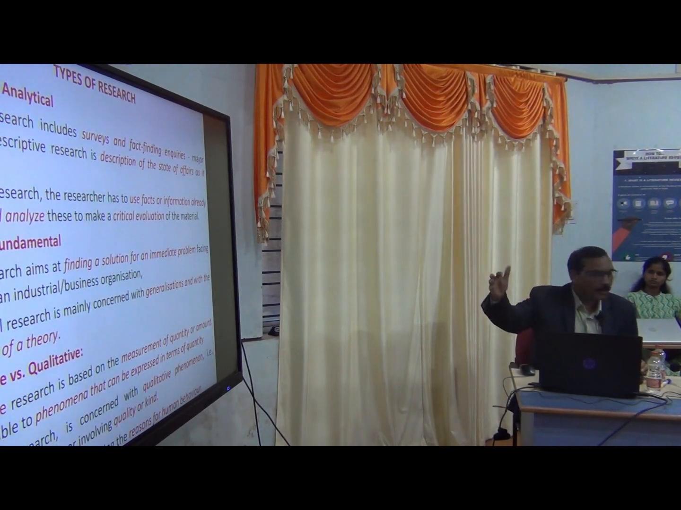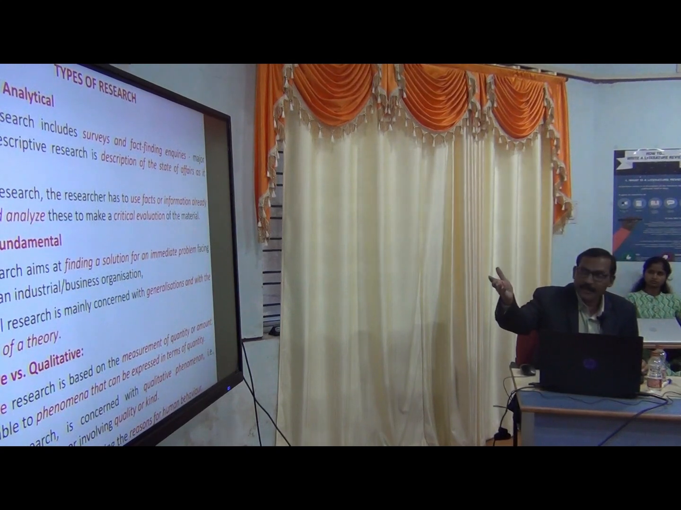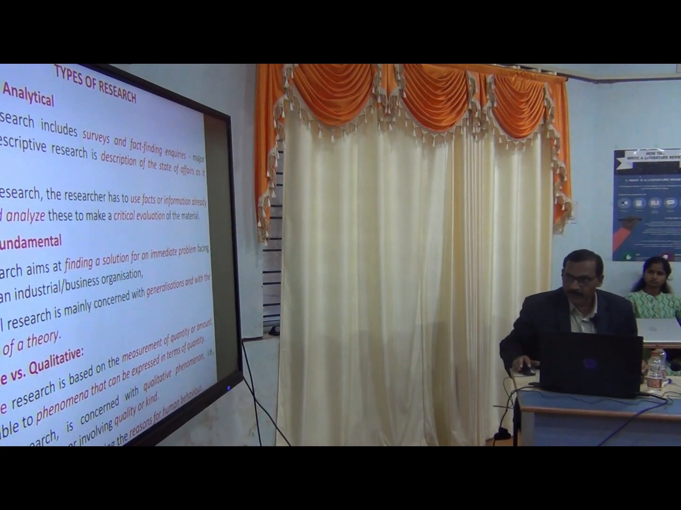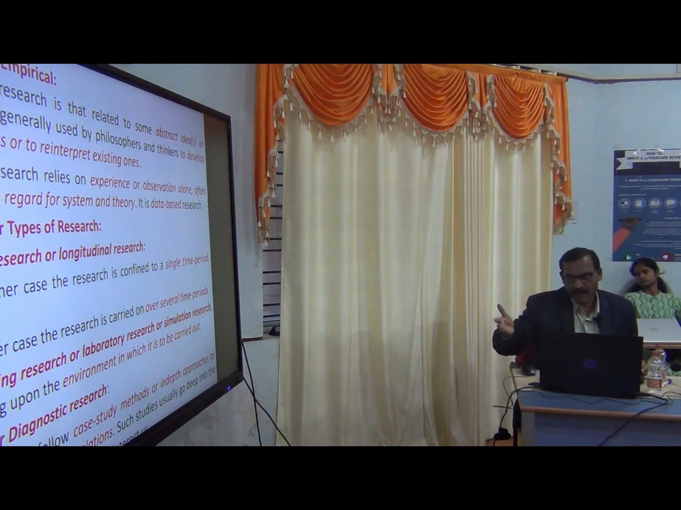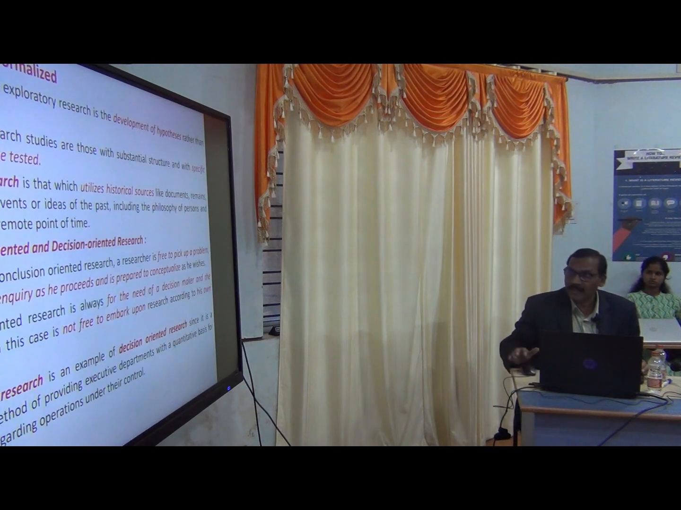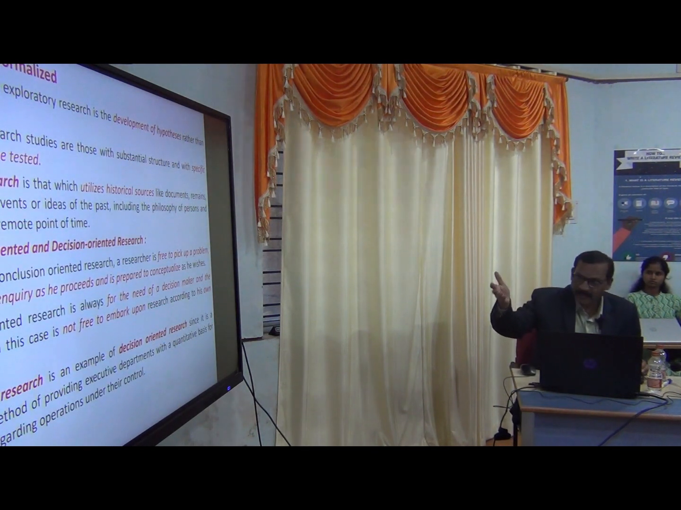Then again it is continued further. One more classification of research is also there, like descriptive research, applied, fundamental, quantitative, qualitative, then conceptual, empirical, and others: one-time and longitudinal, field setting, clinical, diagnostic, etc. Then exploratory, formalized, conclusion-oriented, historical, decision-oriented, etc. These are some of the types.